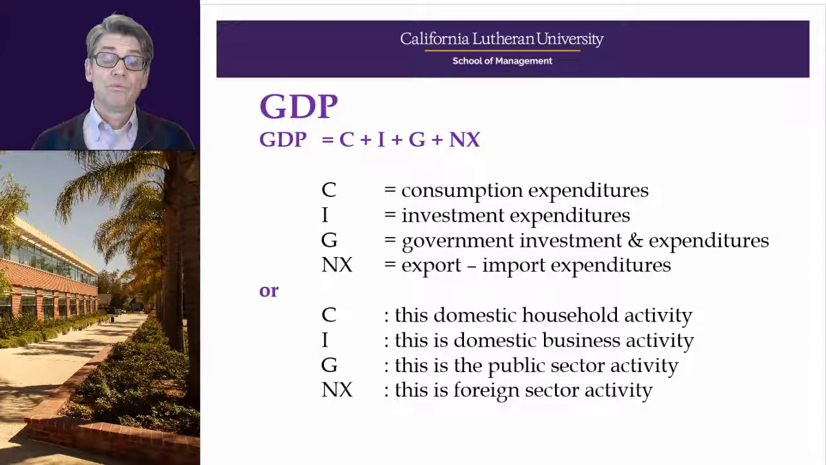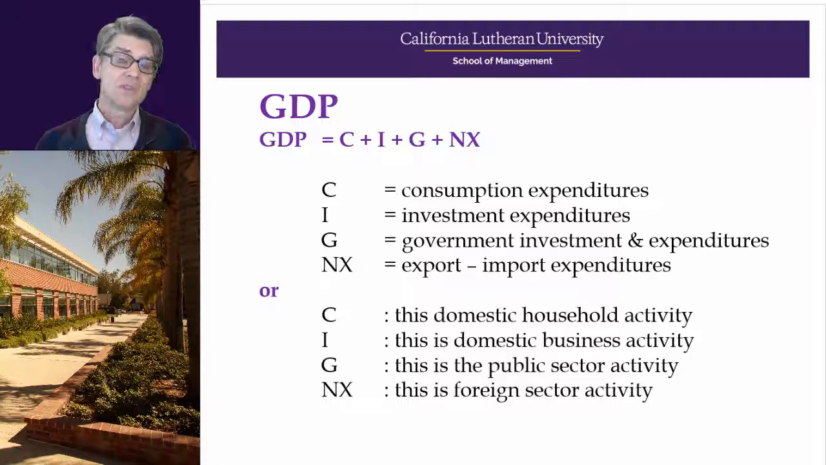So the first major component is consumption, and economists like to use a capital letter C to denote consumption. The next is investment, capital letter I for investment. And then the next is government expenditures. We use a capital G for that. Then we have the foreign sector, and we use a capital NX for that. That stands for net exports.